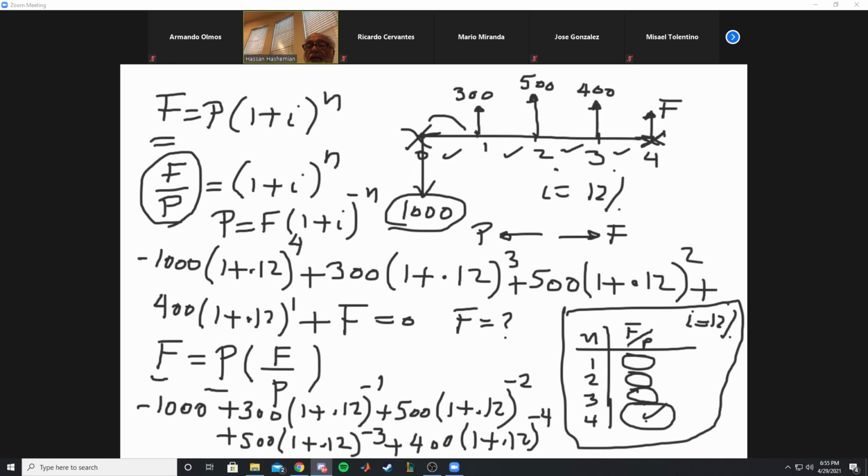Okay, this is the extra. And then I have to bring the F. So the F will be plus F times (1 plus 0.12) to the power of minus 4. Okay? So then I can calculate F from here. So bring everything to this point and calculate them.